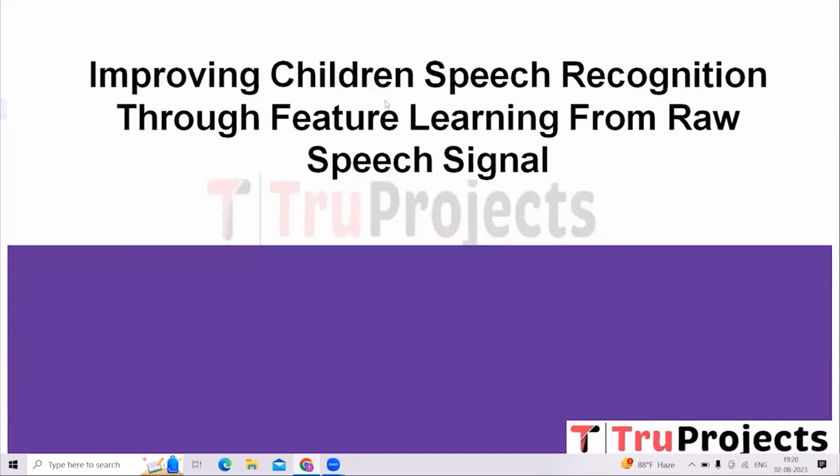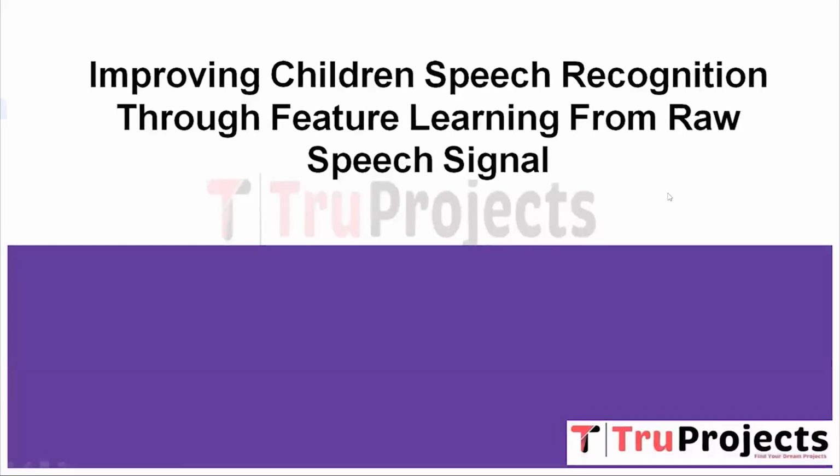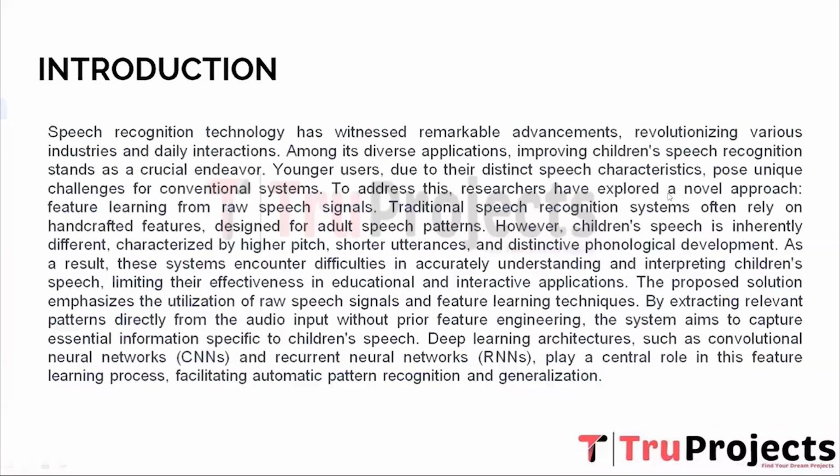In this video, we are going to explain a project titled Improving Children's Speech Recognition Through Feature Learning from Raw Speech Signals. So now coming to the introduction part, improving children's speech recognition through feature learning from raw speech signals represents a promising avenue for advancing speech technology. By addressing the specific challenges posed by young users and harnessing the power of deep learning, this approach holds the potential to revolutionize how children interact with and benefit from speech recognition systems.